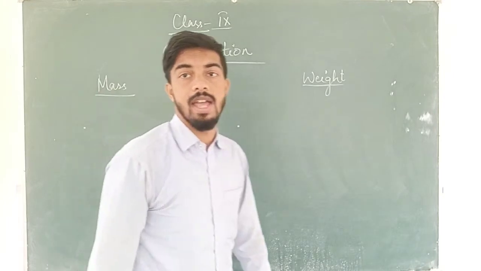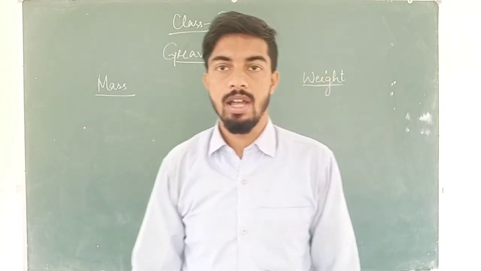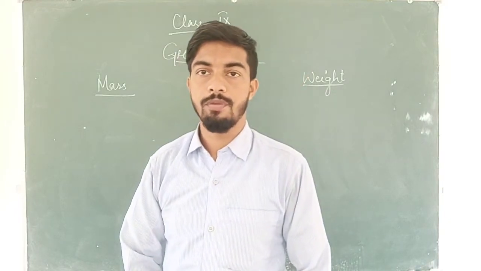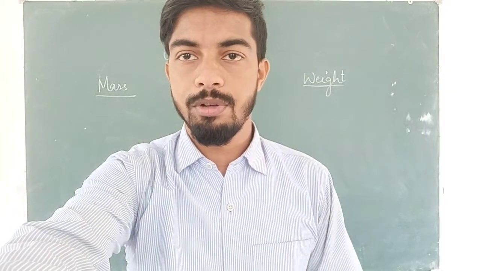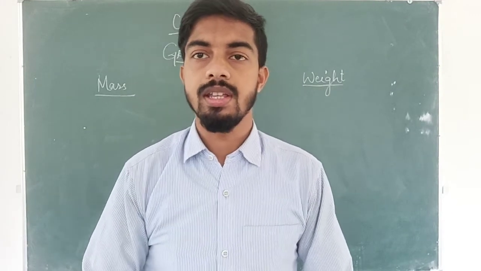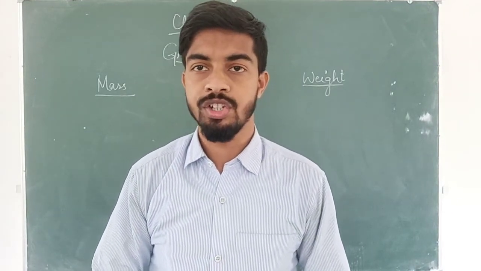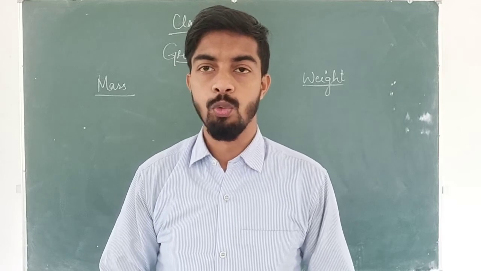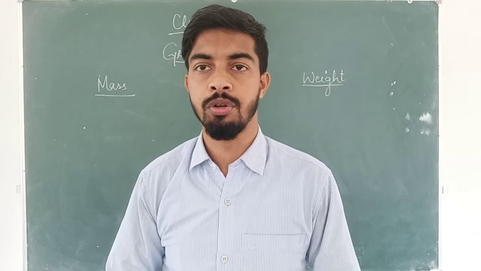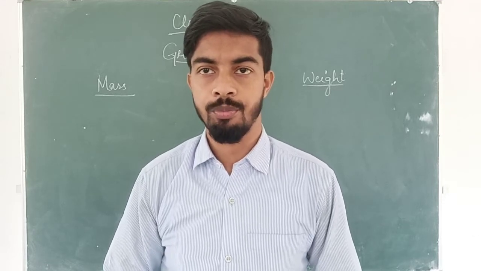So mass and weight are other topics of this chapter, and first we have to know the difference between the mass and weight of an object. Mass is the measure of inertia of a body, and weight is the product of mass and the acceleration due to gravity acting on an object.